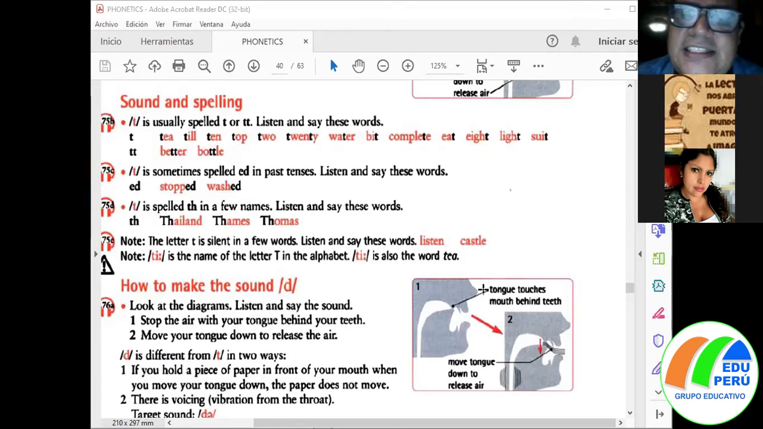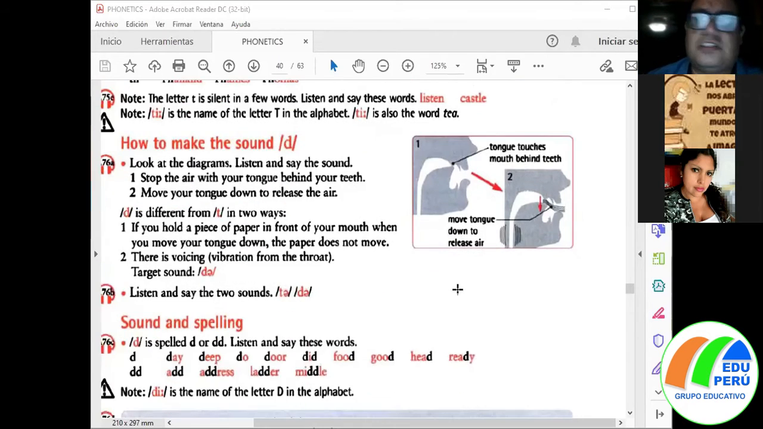The letter T is silent in a few words. Listen, castle. Notice: listen, castle. The second note: T is the name of the letter in the alphabet, and T is also a word. So how do we call this? Homophones: words which are spelled in a different way, but they are pronounced in the same form. They are the same, T, T.